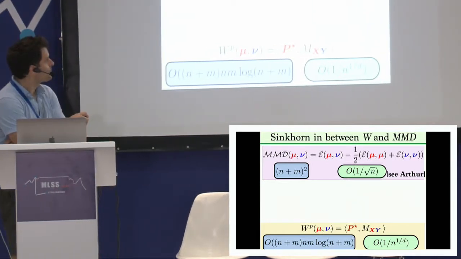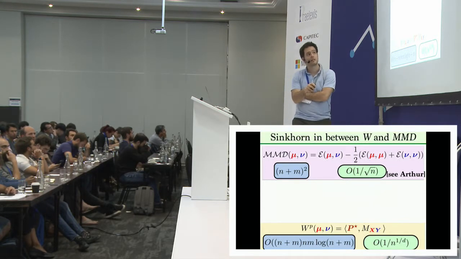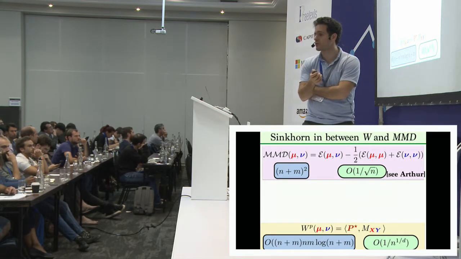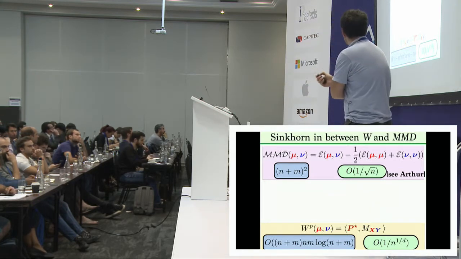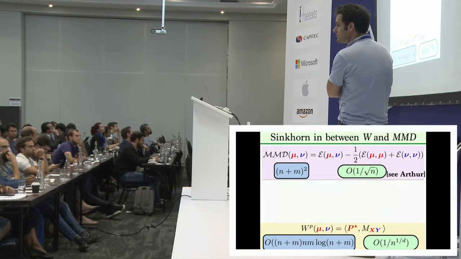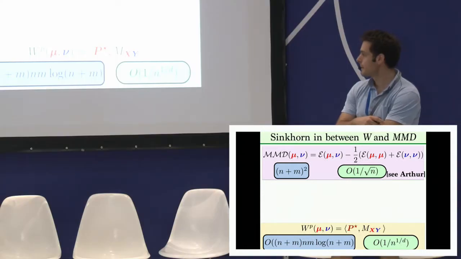So the first thing is complexity of computation. MMD is, as I said earlier, just quadratic, and the statistical sample complexity is 1 over square root of n. I think Arthur mentioned this. Wasserstein is very costly. Here I gave the actual bound in terms of n and m.